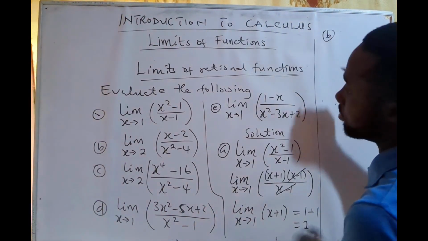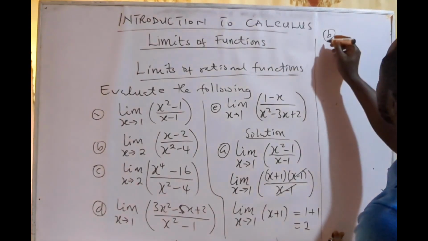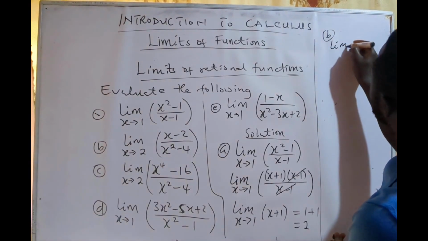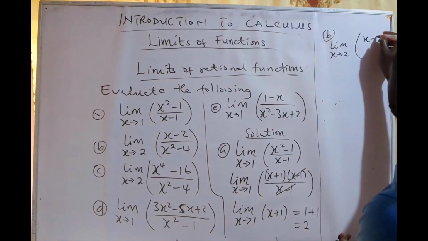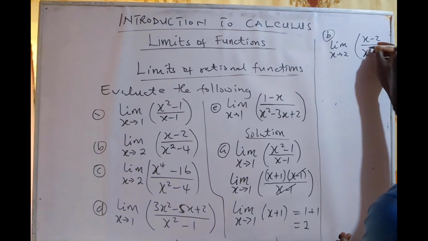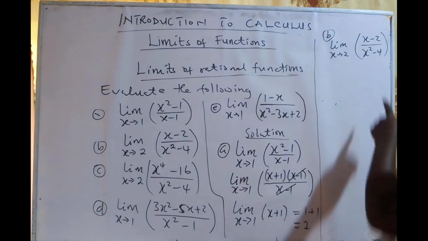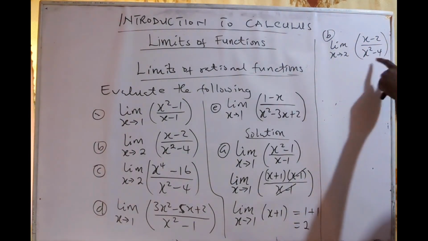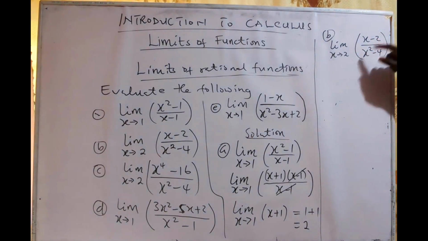B. The B will be the same approach. You have the limit of the function as s approaches 2, (s minus 2) over (s squared minus 4). So this also, if I substitute 2 here, 2 squared will give me 4. 4 minus 4 is 0. It will be undefined. So I'll factorize. I can factorize the denominator. S squared minus 4 is the same as (s plus 2)(s minus 2), difference of two squares, because 4 is 2 squared.